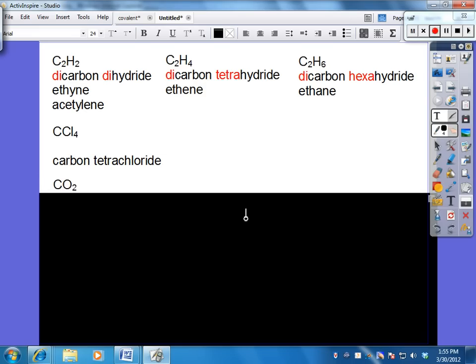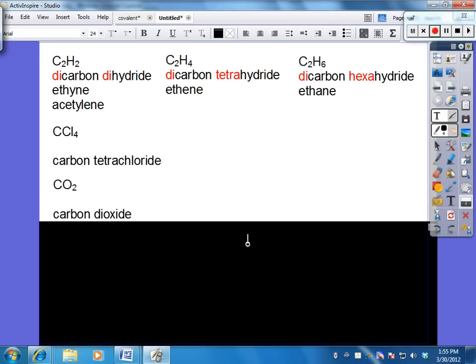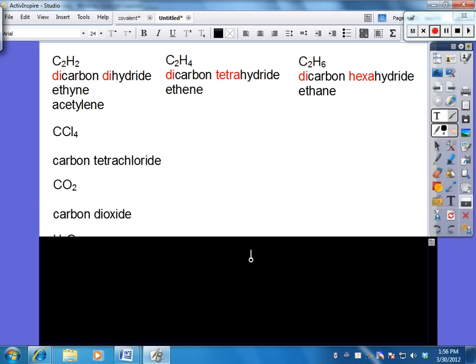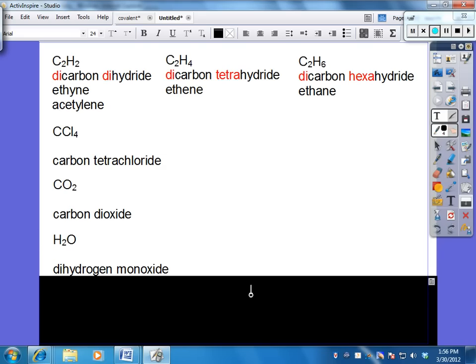CO2. Go ahead and pause. You should have gotten carbon dioxide. When we're talking about greenhouse gases, that's what the carbon dioxide is. H2O. As we know, its common name is water, but go ahead and pause and see if you can figure out its more possibly official name. Did you get dihydrogen monoxide? That's what you should have gotten.